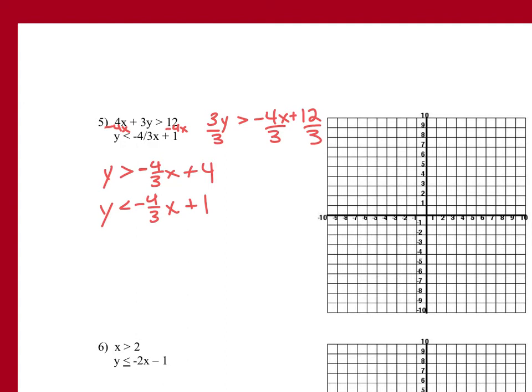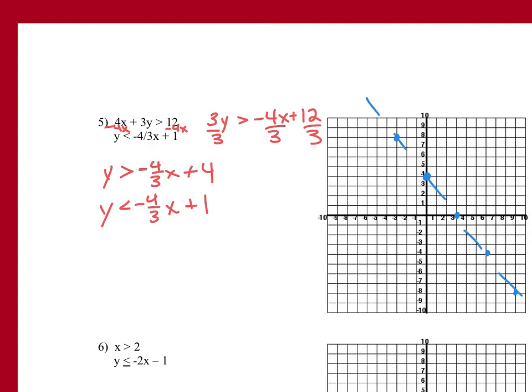How do you know that? Yep, same slope, same rise over run, but different b values, different y-intercepts. Good. So the first one's got a y-intercept of 4. The slope is down 4, right 3. Or up 4 and left 3. Yep. And it's going to be a dashed or a solid line? Dashed.